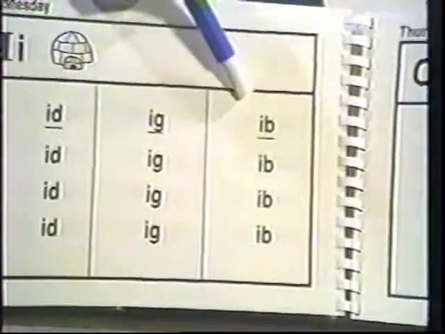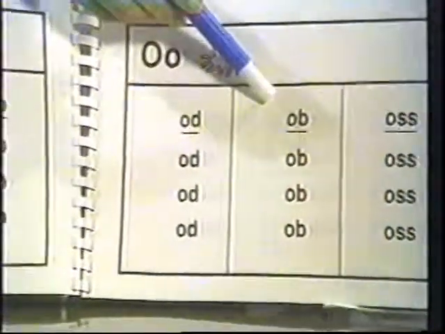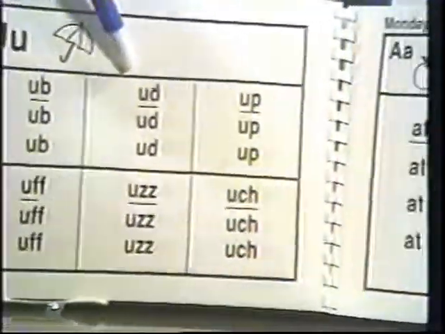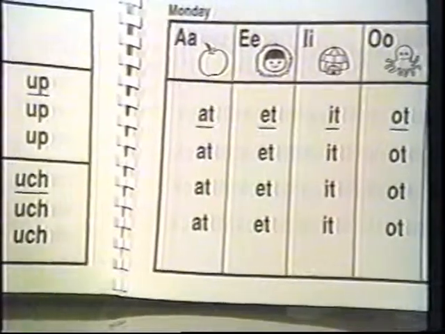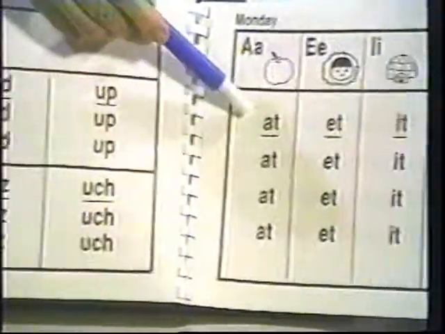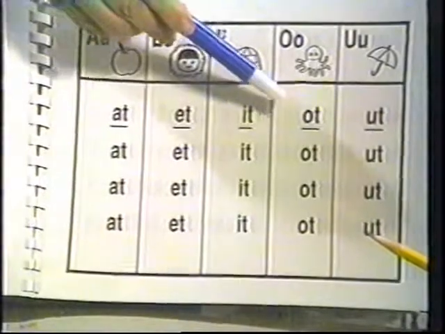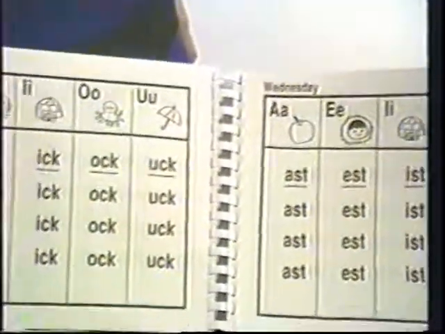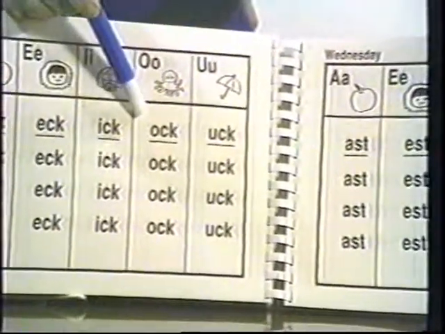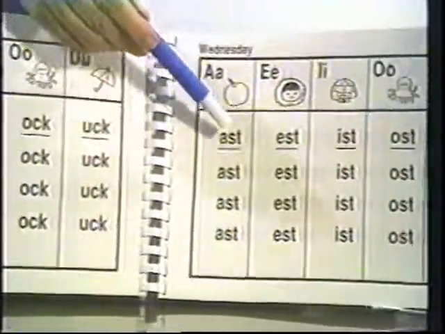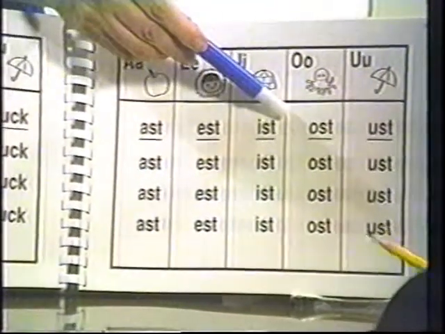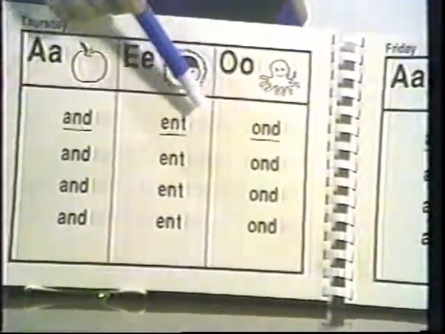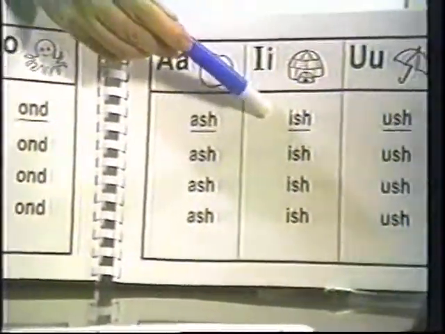Id, ig, ib. Good. Odd, ob, os. Ub, ud, up. Uff, uz, utch. Good. At, et, it, ot, ut. Very good. Ack, ek, ick, ock, uck. Very good. Ast, est, ist, ost, ust. Very good. And, ent, ond, ash, ish, ush.